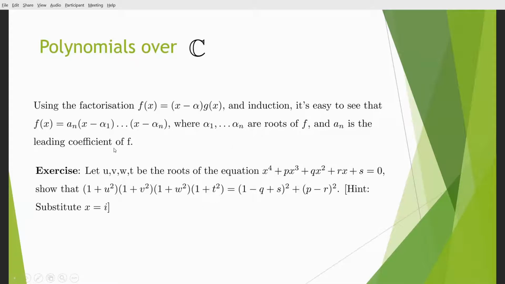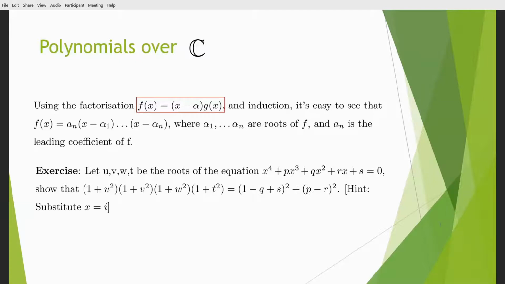Next, we will get a nice factorization. I hope you have seen it earlier. f of x equals x minus alpha times g of x. Now you can do the same thing to g. If g is the constant polynomial, you cannot go any further. But if g is a non-constant polynomial, you can get another root, say beta, and then you can write g as x minus beta times h of x. If h is the constant polynomial, you end there. Otherwise, it will have another root, say gamma, and you write h as x minus gamma times, say, r of x. And you keep on going until you get a constant polynomial.